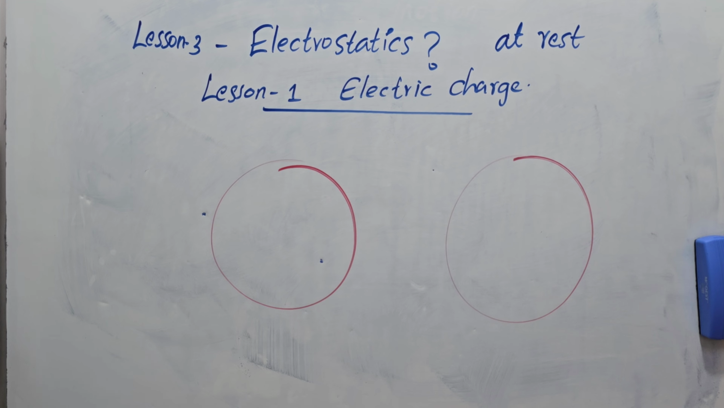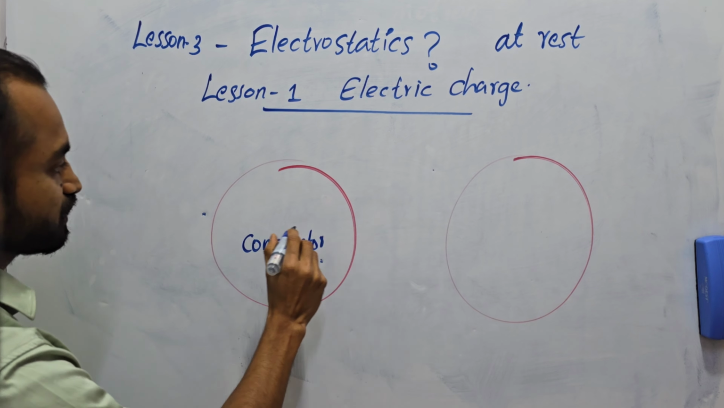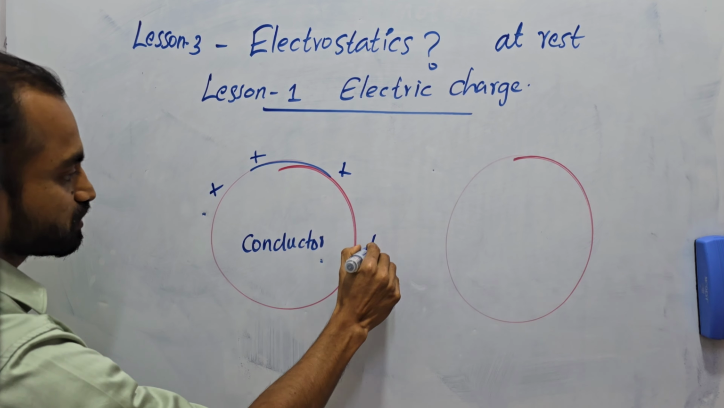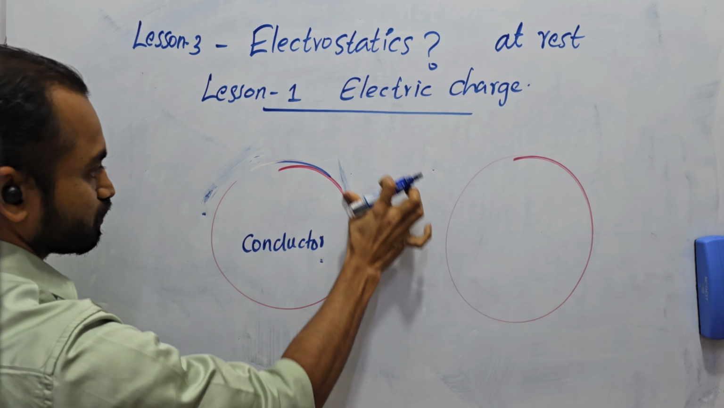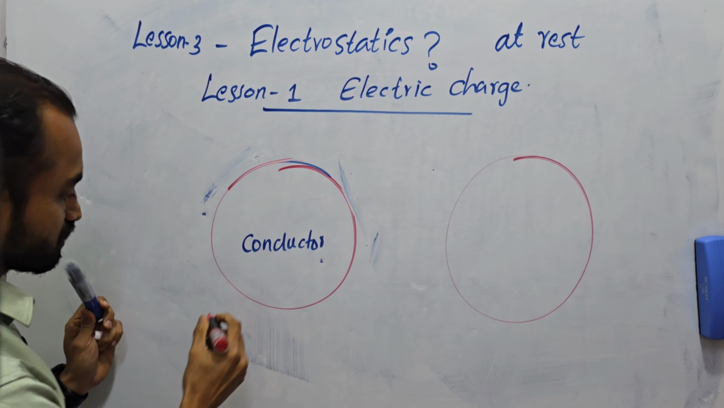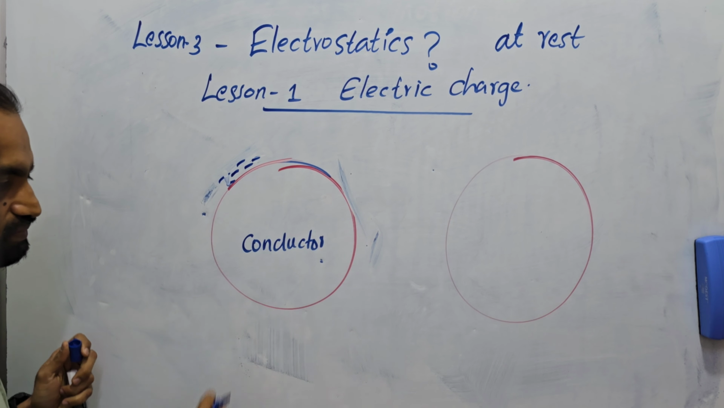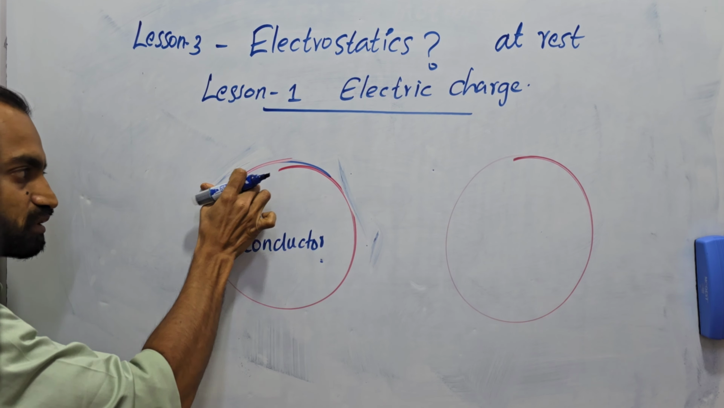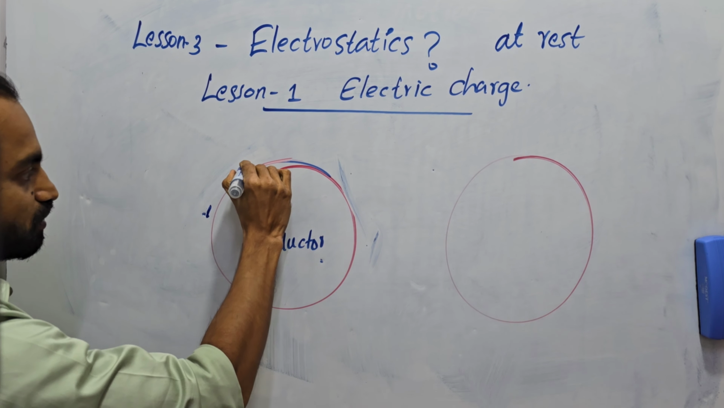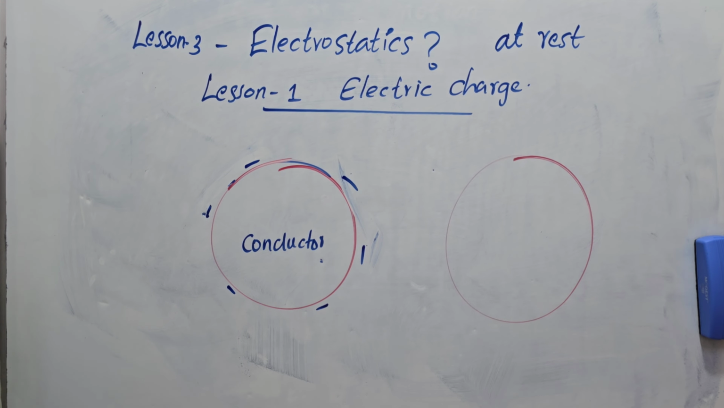Okay. For example, this is a conductor, right? If you give charge to a conductor, the charge will be equally distributed. For example, you put some negative charge here on this conductor, some negative charges like this. So what happens, all these negative charges will be uniformly distributed on the surface of the conductor.